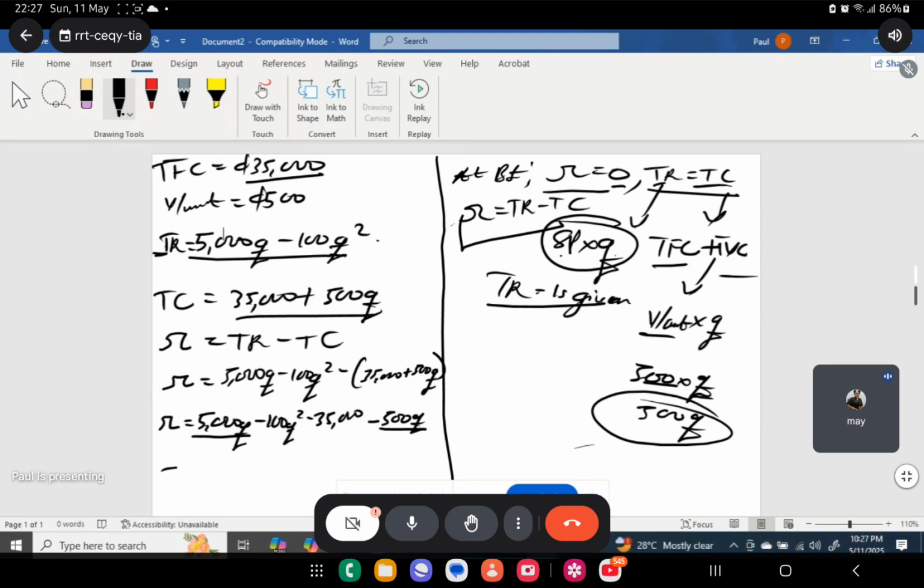So our pi now becomes, let's bring the one without scale first, negative 35,000 plus 4,500 kilo minus 100 kilo squared. Please, do you understand?